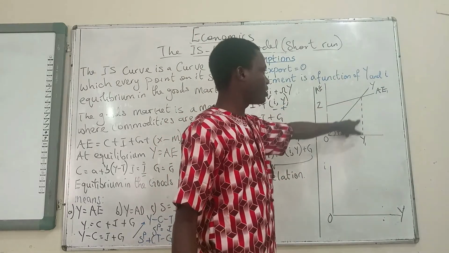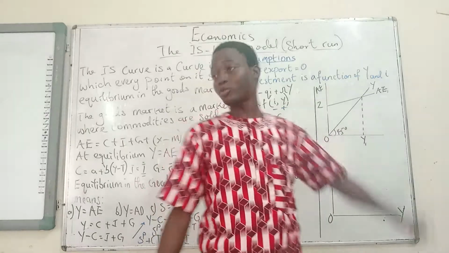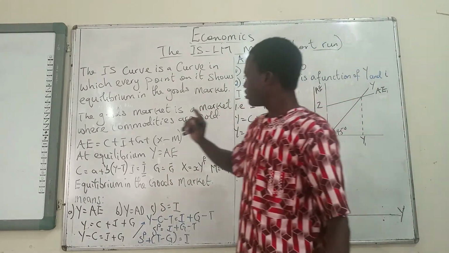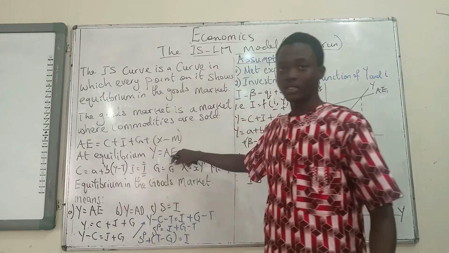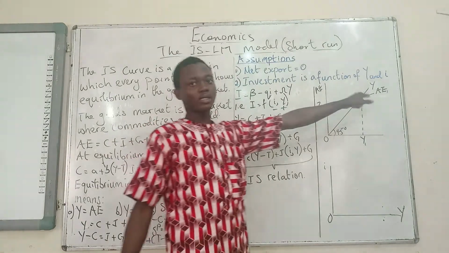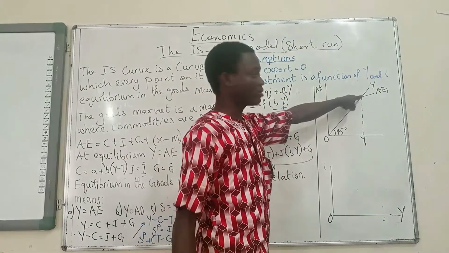So this is the only place where Y is equal to AE. And that was what I was trying to note here. At equilibrium, Y equals AE. You can see from this graph that Y is not equal to AE at every point. So it's only happening at a particular point.